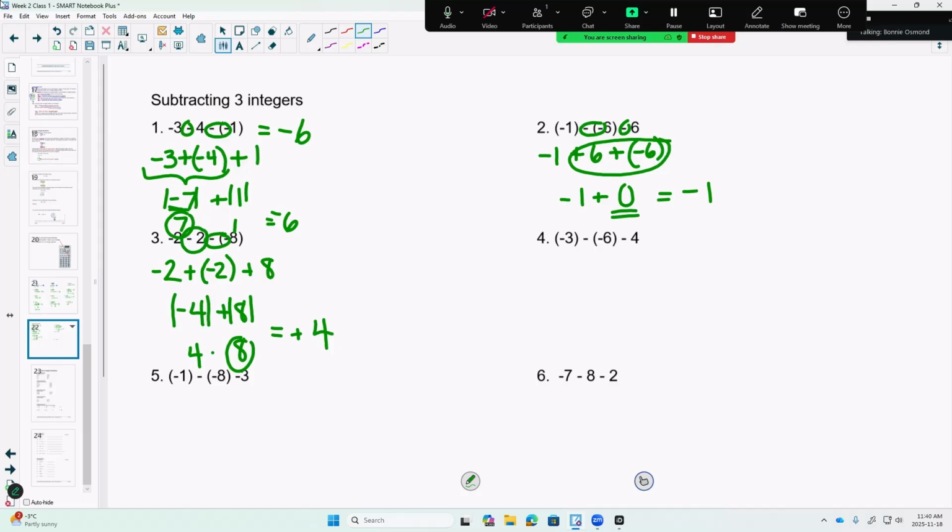Okay, number 4, negative 3 plus negative 6 minus 4. So my negative 3 stays the same.